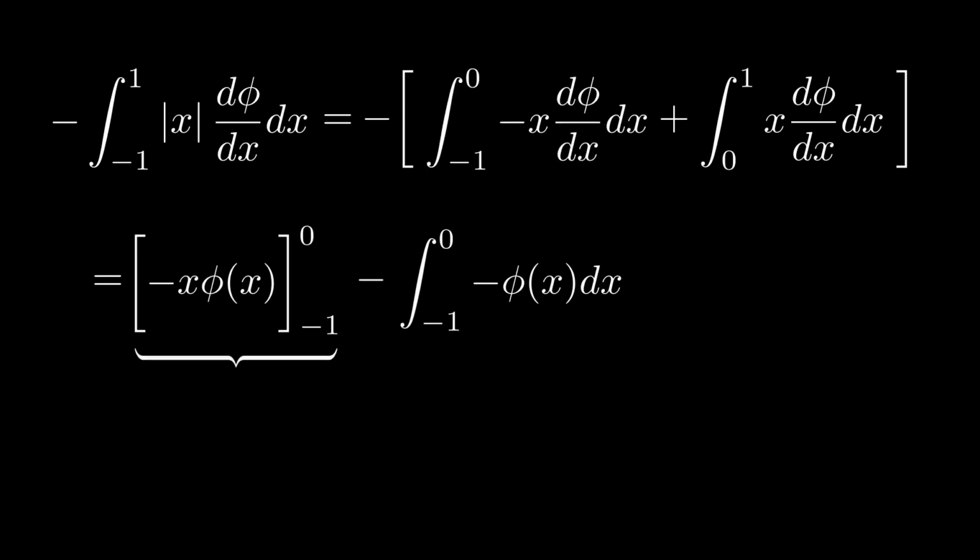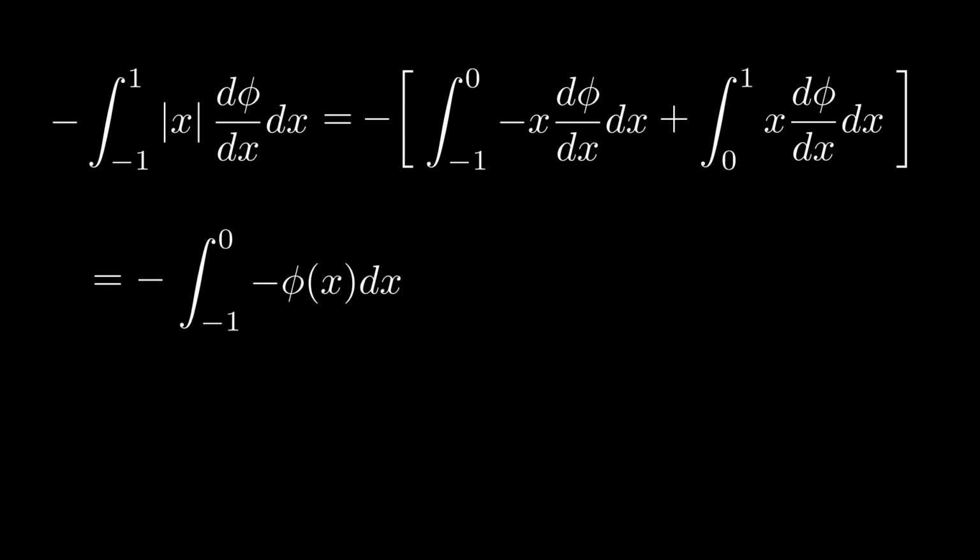Notice, however, that this term is just going to be equal to 0, because at x equals 0, we'll have 0 times phi of 0, and that's always going to come out as 0. And at x equals -1, well, we made sure that phi had the property that phi of -1 was equal to 0. So that means that both of these cases are equal to 0, so the whole term is going to vanish, leaving us with just the integral term.